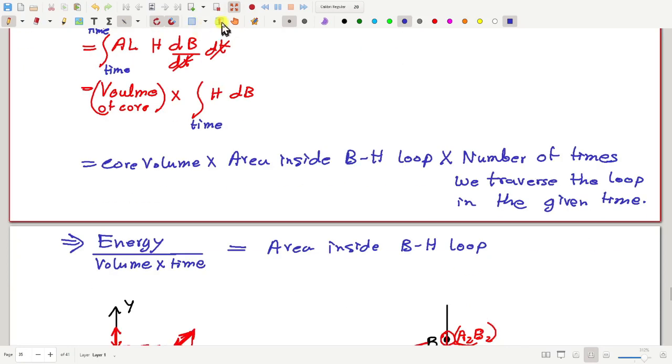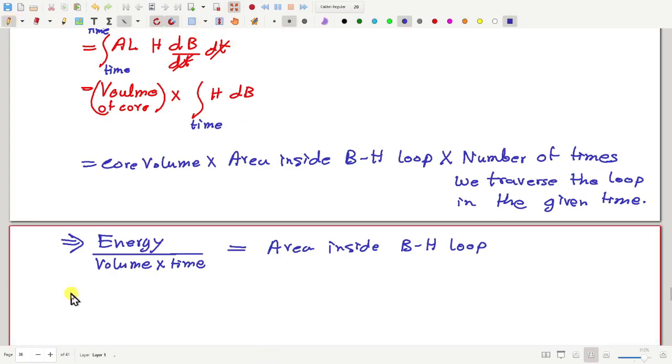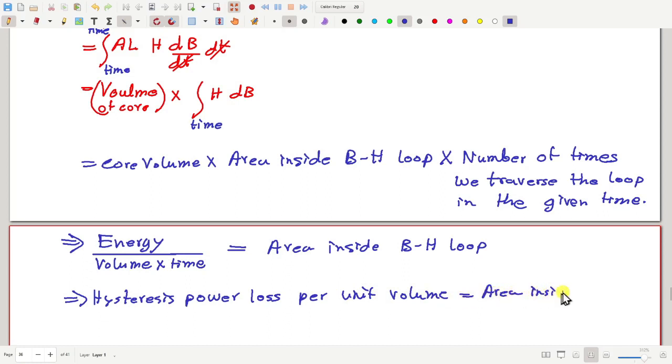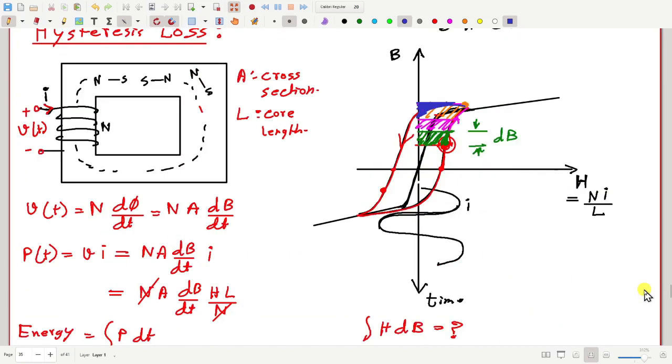Or you may also write, since energy by time is power, I can write hysteresis power loss per unit volume is equal to the area inside the BH loop. That means basically which area? That means this area. You see, this area.